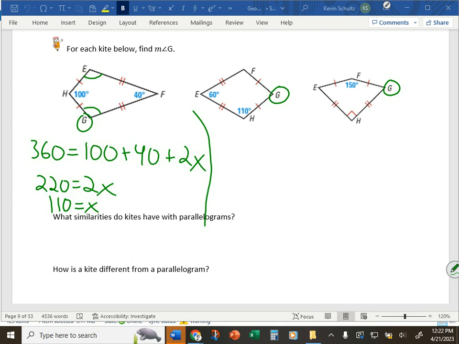Rowan, you want the answer? Yes. 95. And how'd you get there? Okay, so I split it in half and made two isosceles triangles. And then that's 30 degrees, and I added that with 110. So it's 95. So you drew the diagonal.